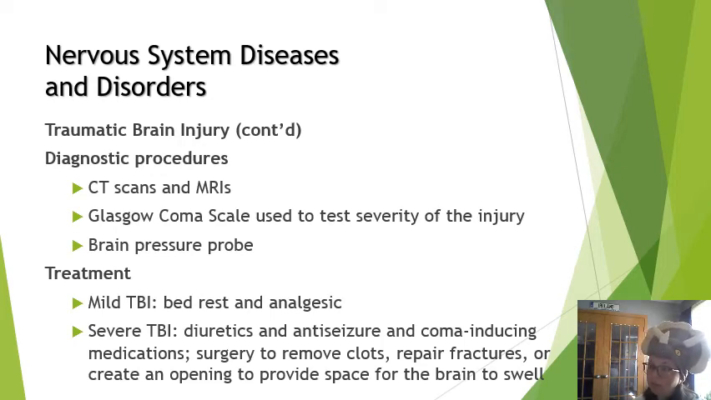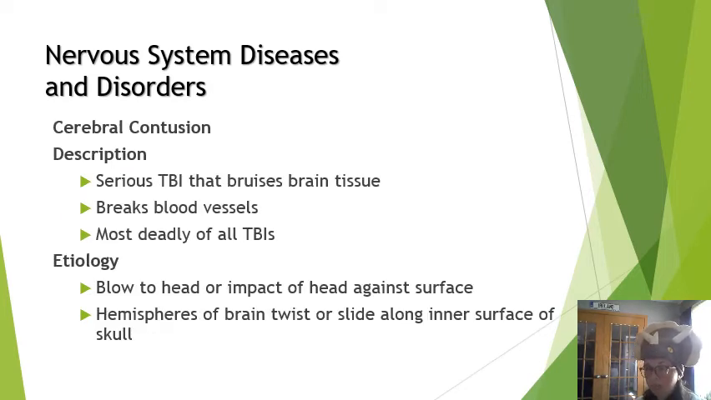The Glasgow Coma Scale is used to test severity of the injury as well as the use of a brain pressure probe. They can be treated with bed rest and analgesics if the trauma is mild, but on a more severe end, TBI would be treated with diuretics to help keep excess fluid down, and the goal would be to prevent any buildup of excess pressure. Anti-seizure and coma-inducing medicines would be used, surgery to remove any clots, fractures repaired, and on the other side, they actually might remove part of the skull to provide a space for the brain if swelling has occurred.